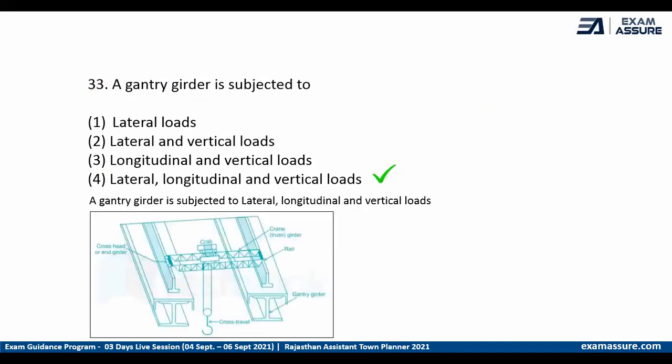This is the diagram of the gantry girder. See, this is the diagram of the gantry girder. Since it's moving on rail in a parallel direction, it is carrying a vertical load. So it's subjected to lateral, longitudinal as well as vertical load.